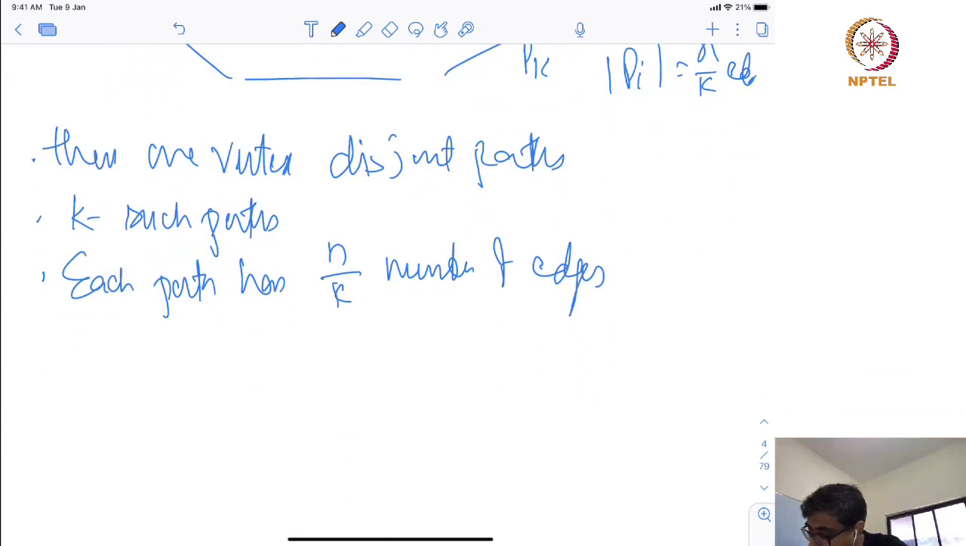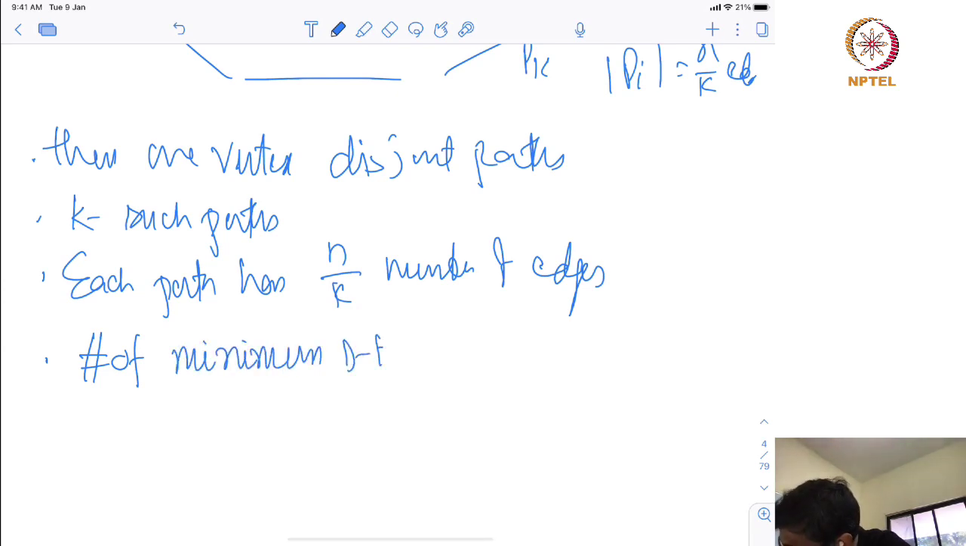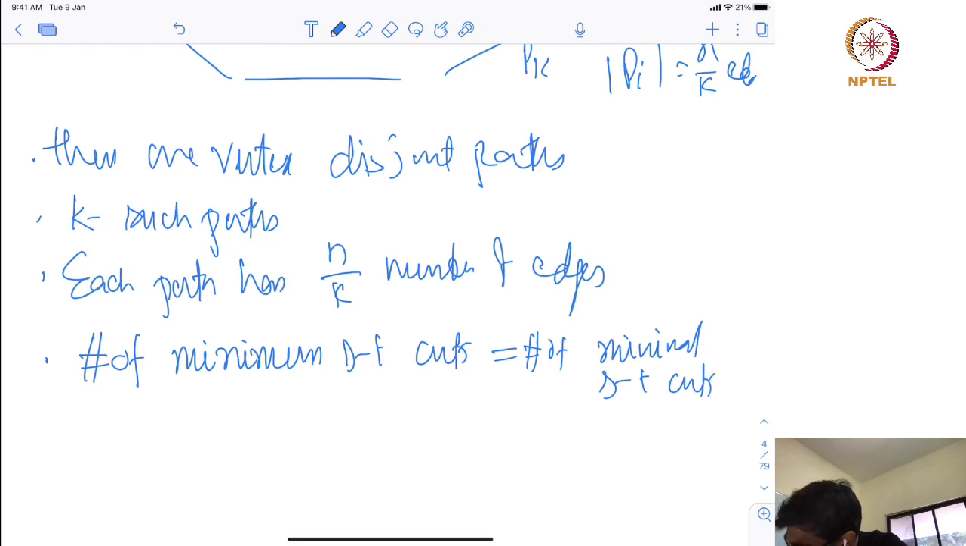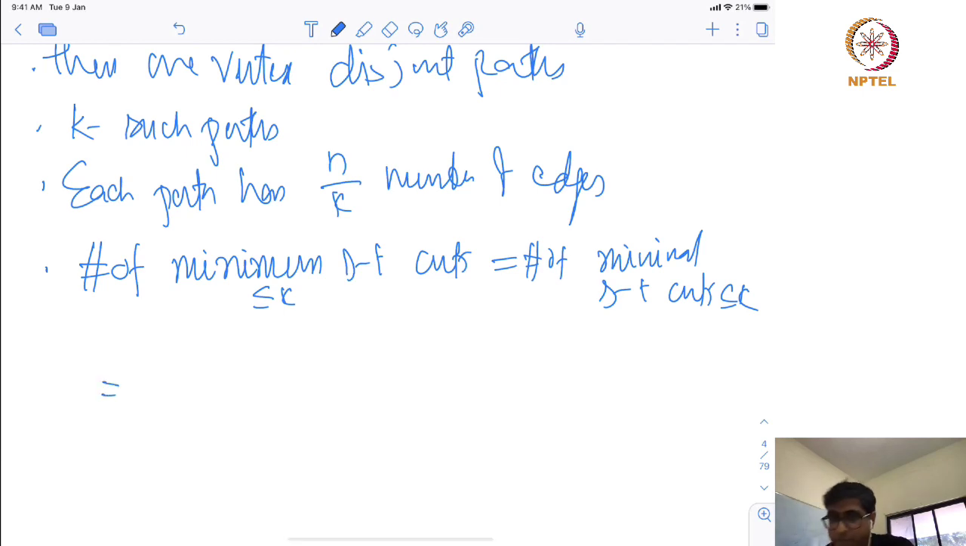So for this example, the number of minimum ST cuts is the same as the number of minimal ST cuts, of course, of size at most k. In fact, this is exactly equal to it. And this is obtained by what? From each path you have a choice of any one edge. The moment you pick one edge, you are done.